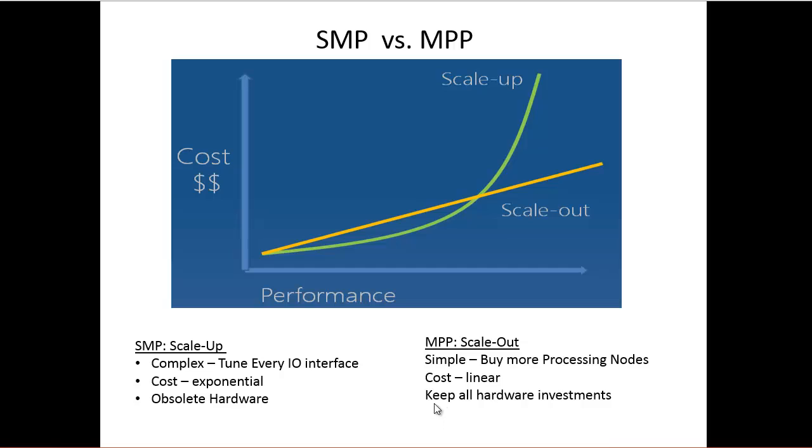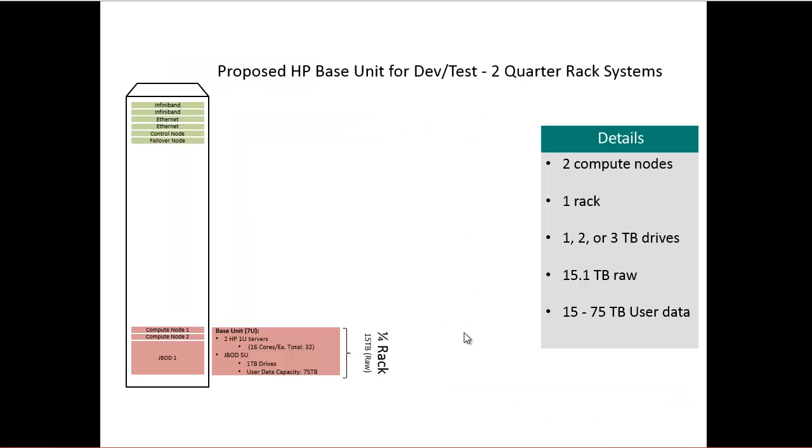So with MPP, the last thing is you keep all your hardware investment. You buy one MPP base unit, and then you can buy subsequent base units at the same price, and you keep all your hardware investment. So this is an example of HP. Now, HP and Dell both provide, as of the making of this video, Parallel Data Warehouse hardware solutions, and there are small differences between them, but I'm not going to go into this. I just want to give you a basic idea of what this entails.